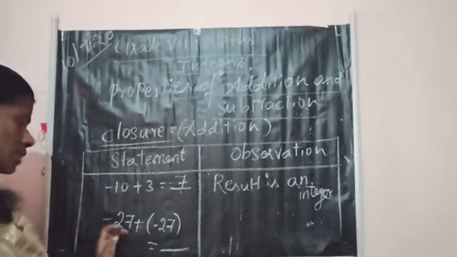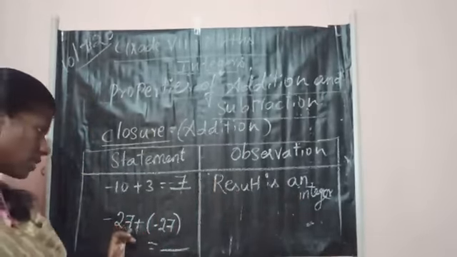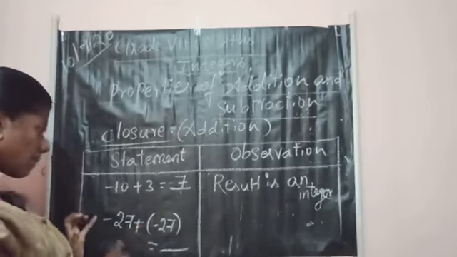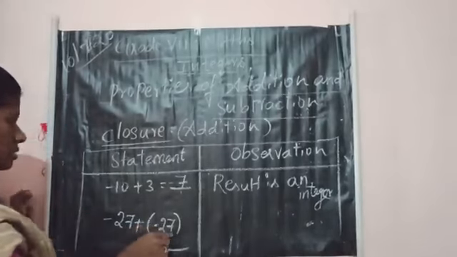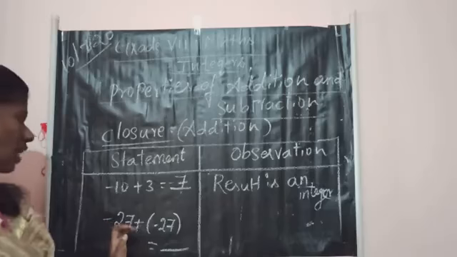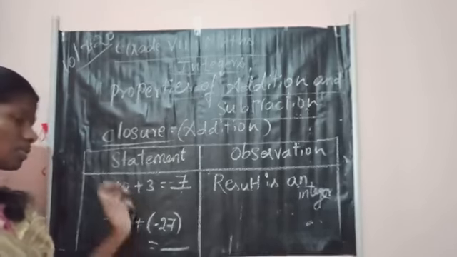Okay. Let me teach the second one. Minus 27 plus minus 27. Minus 27 plus into minus, minus 27. So you have to simplify this.